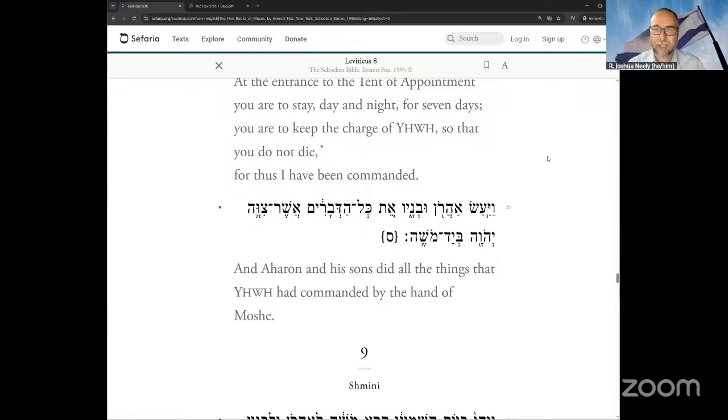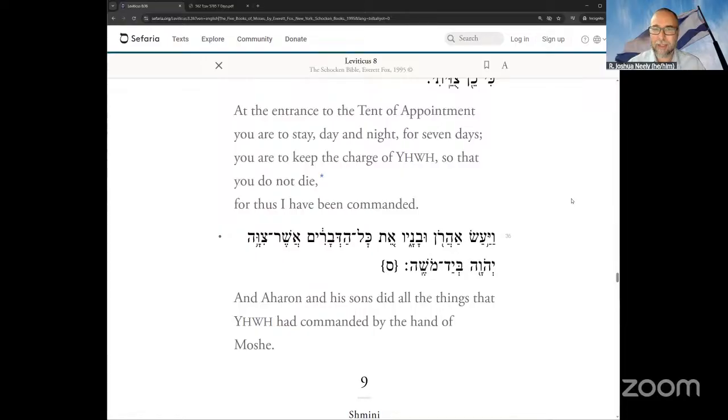All right, so that's our text that we're going to be working with. And as we can see, they are staying there for 7 days. And this is part of the final step of their induction, their investiture, their miluim.